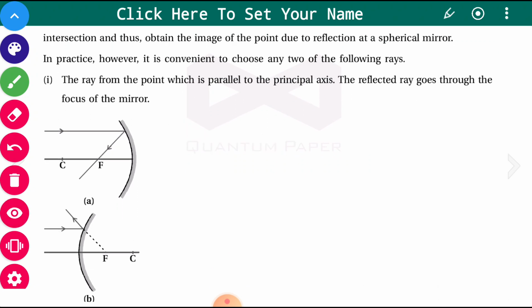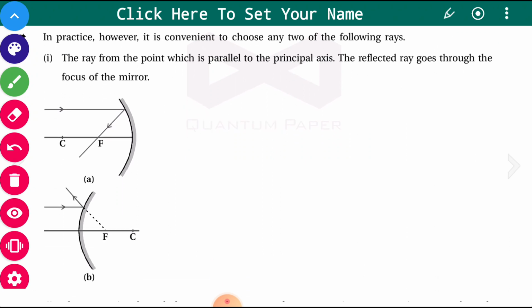And if you have the convex mirror, then the ray which is parallel to the principal axis will diverge, it will go away from the mirror, and if you extend it in the backward direction, then it will pass through the focus.